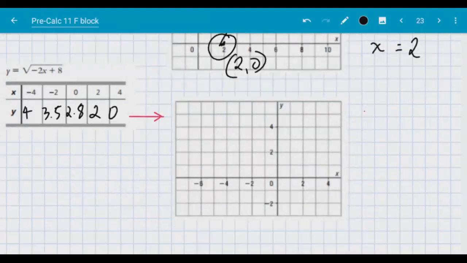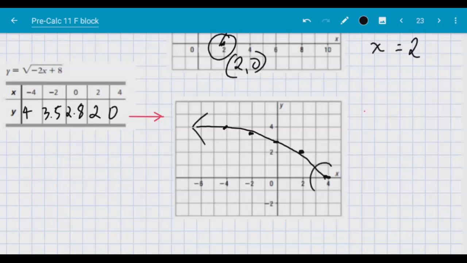All right, well, let's graph those values. If x is negative 4, y is 4. So somewhere here. If x is negative 2, y is 3.5. So probably somewhere here. If x is 0, y is 2.8. Maybe somewhere here. Okay. If x is 2, y is 2. If x is 4, y is 0. And then let us make that little curve going that way. It's not perfect, but it is a curve, okay, going that way.